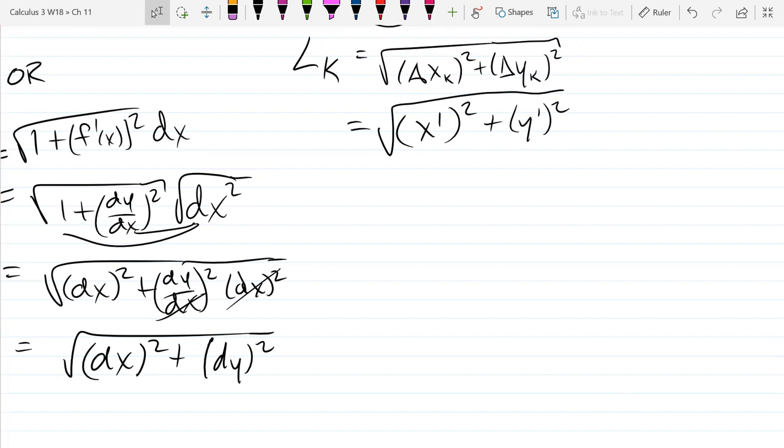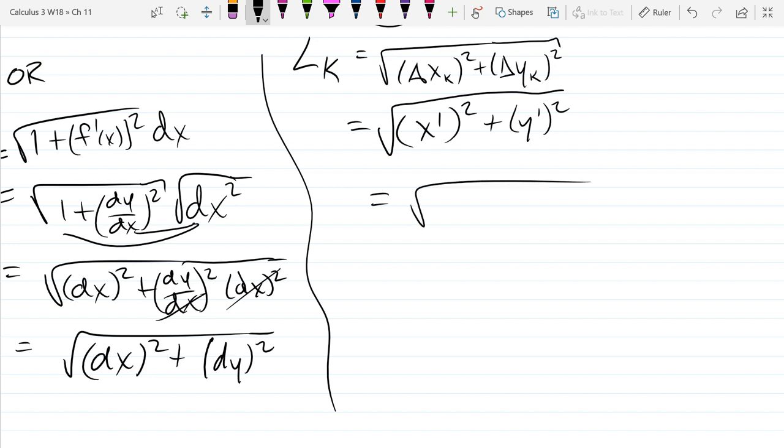All right, so let's think about x and y as functions of t now. So x prime will be dx over dt squared plus y prime, which is dy over dt, squared.